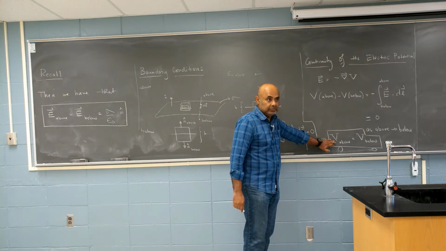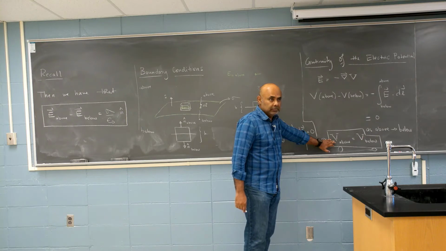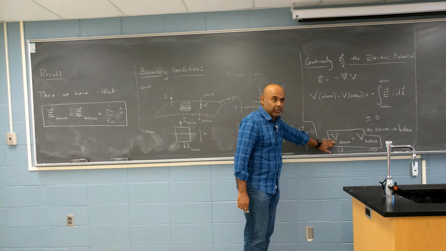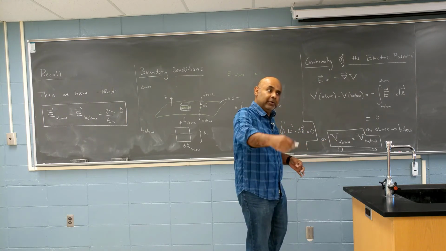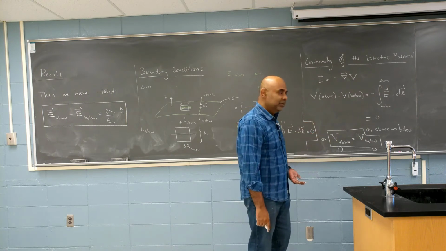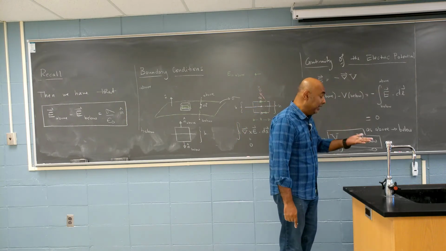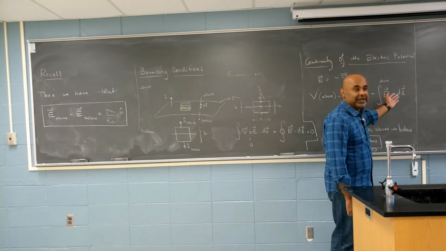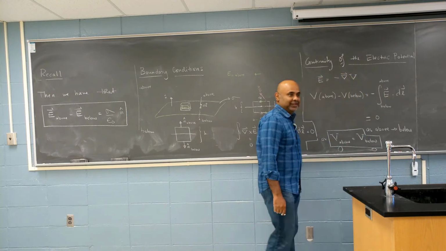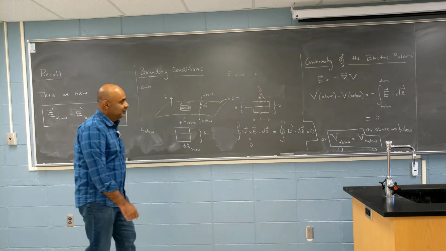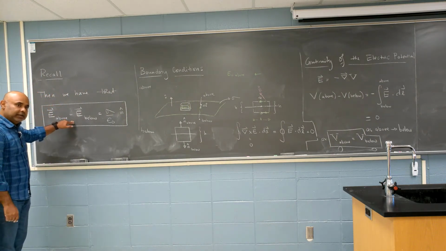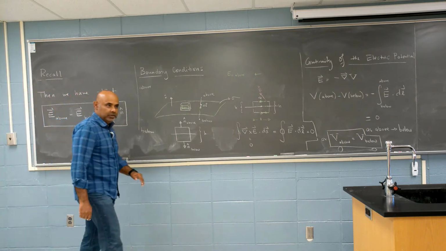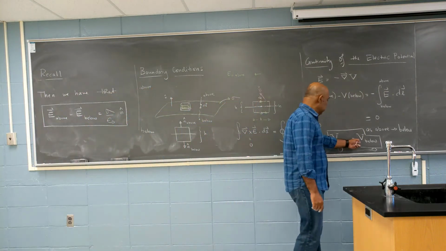Is this somehow related to equipotential surfaces? We'll get there. Yeah, it could be. V at this point equals V at that point. You will see. Yeah, it is. That's when E equals 0 inside a conductor. We're almost there. So the electric field is not continuous, but the potential is.